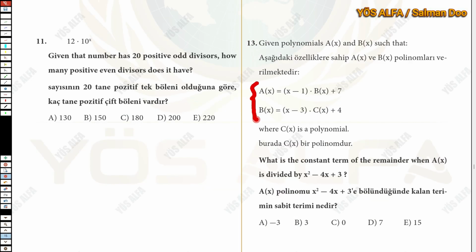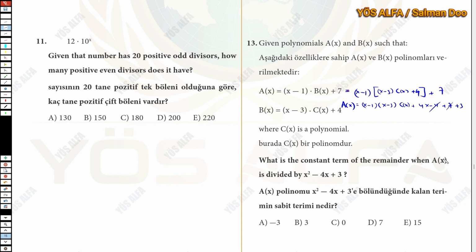13. The two polynomials are given, and we want the constant term when a of x is divided by this, as b of x is here. Let's insert b of x into the first equation. So we have a of x equal to (x minus 1) times, instead of b of x, (x minus 3) times c of x plus 4, plus 7 over here. When we make the multiplication, we have (x minus 1)(x minus 3) times c of x plus 4x minus 4 plus 7. And this 7 minus 4 is 3. And this is a of x.